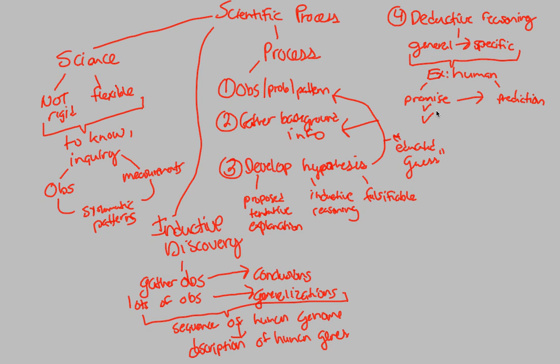My prediction based off of this is that because all organisms are made of cells and humans are organisms, humans are made up of cells. And that is deductive reasoning. Taking that general information, creating those premises, and creating a strong prediction based off of those premises. That's also part of the scientific method. That's after we've developed our hypothesis.